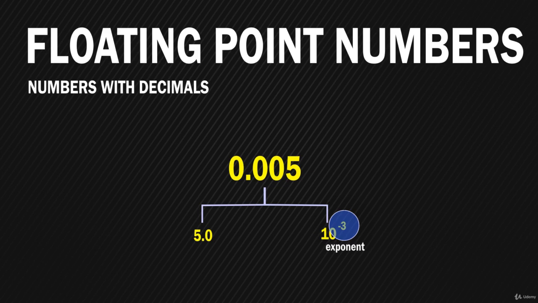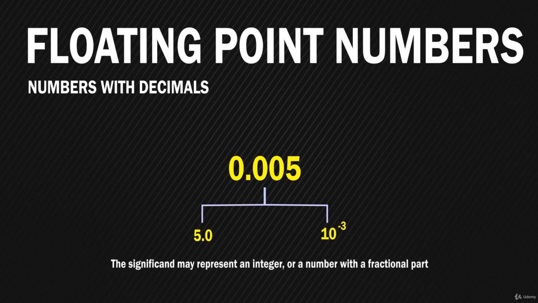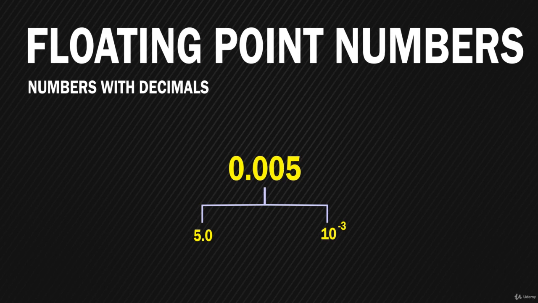And what's interesting through all this is that 5, that's significant. It may represent an integer or a number with a fractional part. And bear with me, you're going to see the relevance of this very shortly. So we can write this another way. We can change that 5.0 to 50.0. Now all we need to do is get rid of the negative 3 exponent and change it with a negative 4.